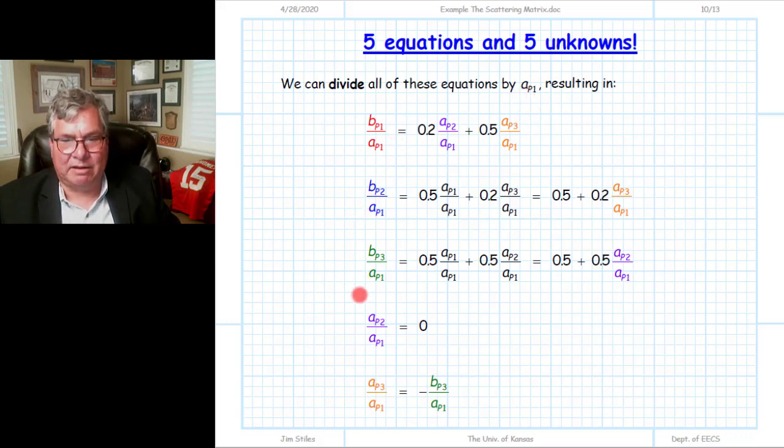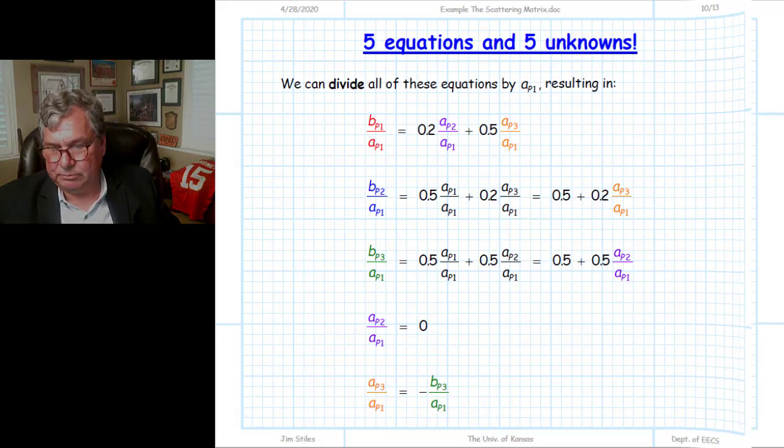And so now we have 5 equations. Our 5 unknowns then are the ratios of BP1 to AP1, for example, and AP2 to AP1, and so forth. And if you look at that, there are 4 unknowns, and I've tried to color code them: a red one, an orange one, a purple one, and a green one. At this point, it's just algebra. 5 equations, 5 unknowns. Go through and solve for each of the 5 unknown ratios.